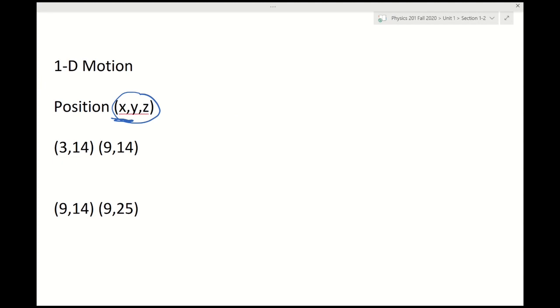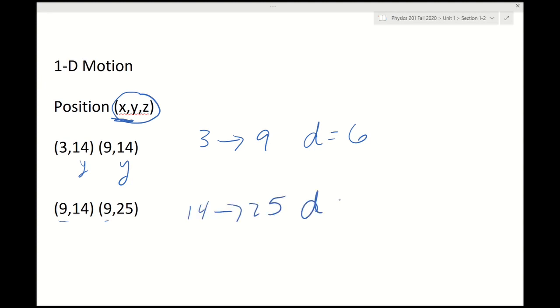If we're talking about moving from, say, the point (3,14) to the point (9,14), if we were to graph that, the y is constant. So it's going to be motion in the horizontal direction. That means you went from 3 to 9, so you moved a distance of 6. Vertical motion would be the same idea. You have a constant x. You went from 14 to 25, so your distance is 11.